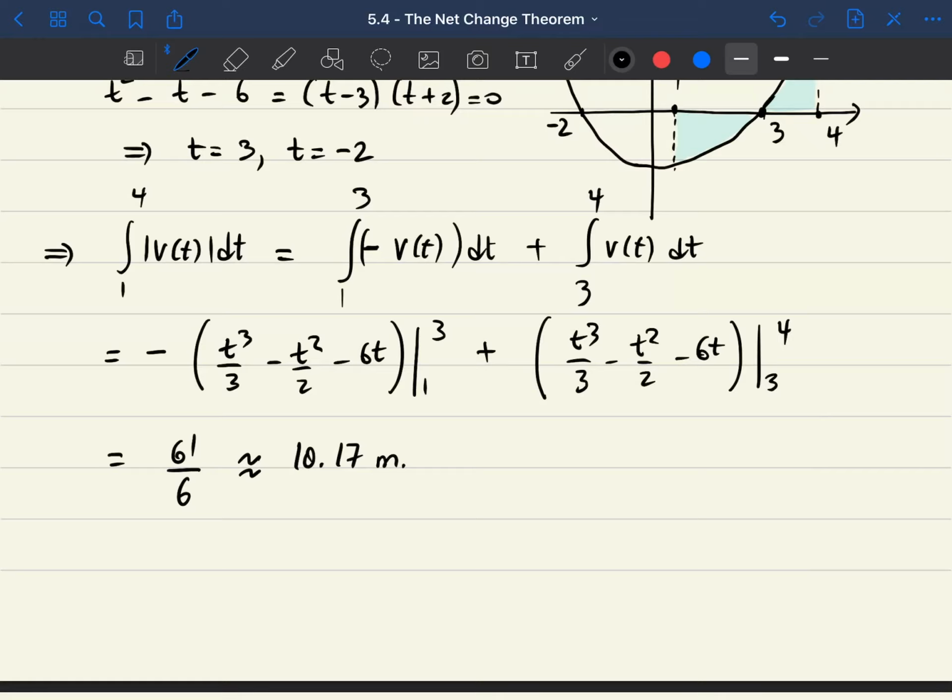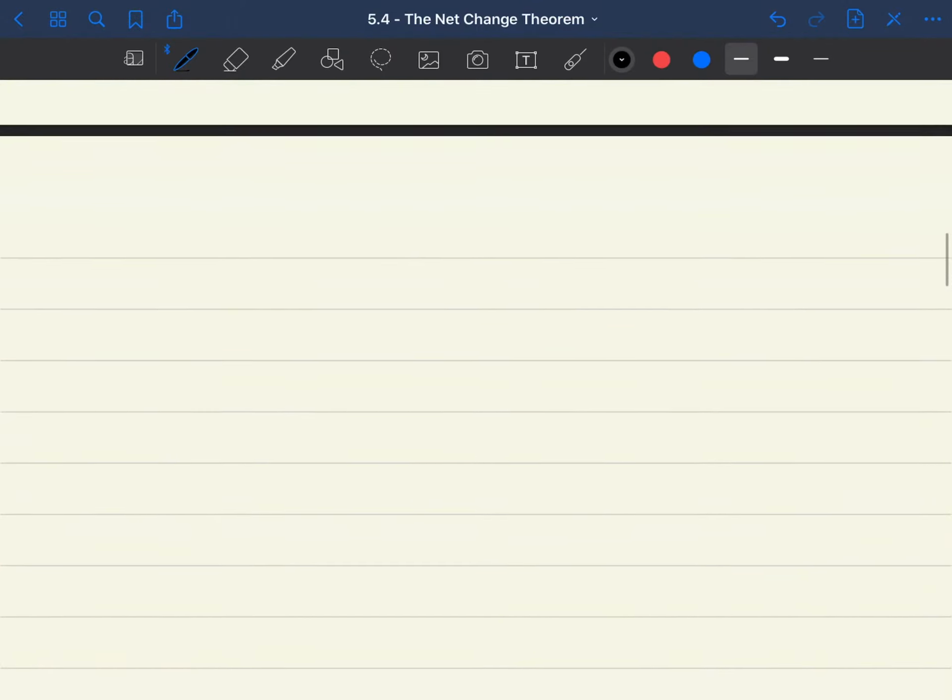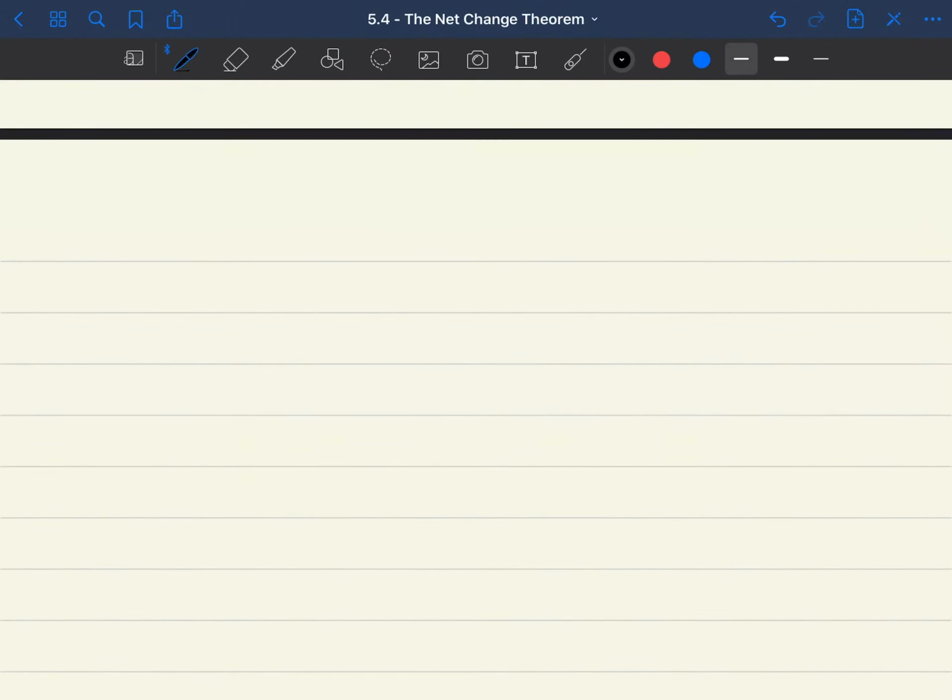Let's do one more application. Now we're going to do a more relevant application to what we're experiencing right now. So we're going to do a population problem. Let P be the number of people who have contracted a virus after t weeks.